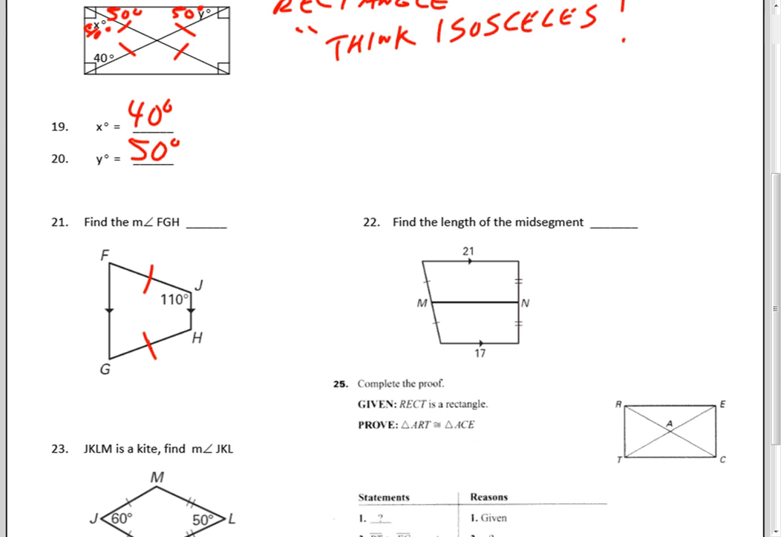We have not only a trapezoid, we have an isosceles trapezoid, which means we have some symmetry, which means I can write 110 there right away. And these two angles always are supplementary, so I know that's 70 and that's 70. What were we looking for? FGH. This angle down here, 70 degrees.